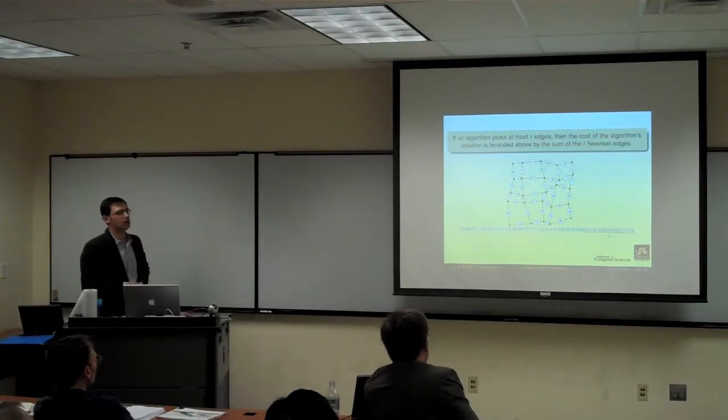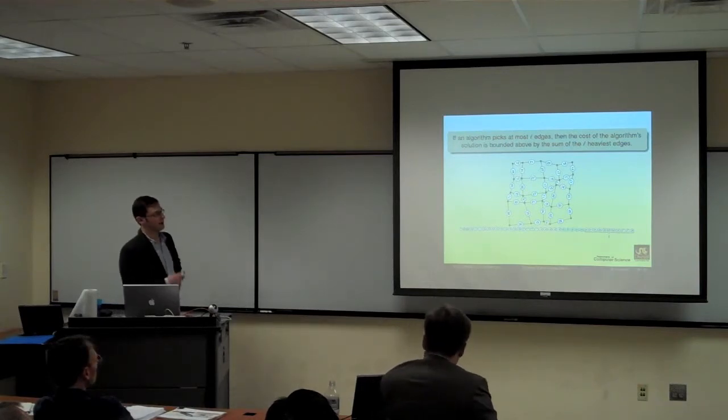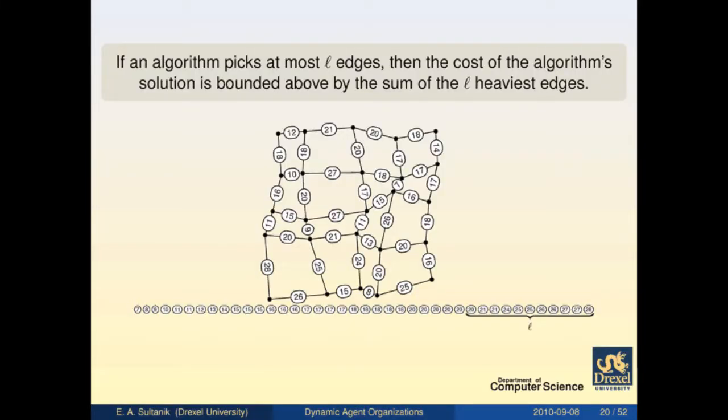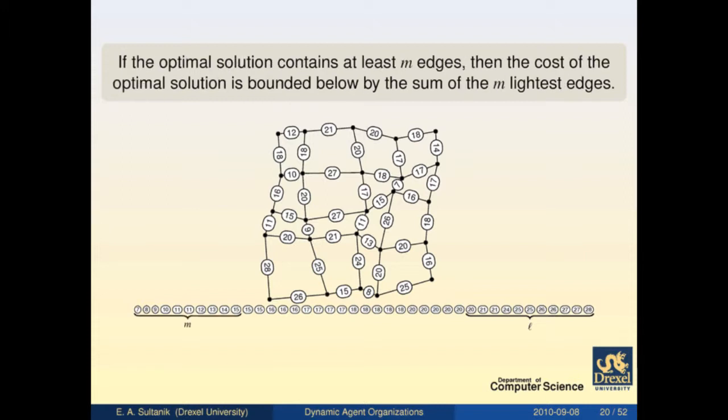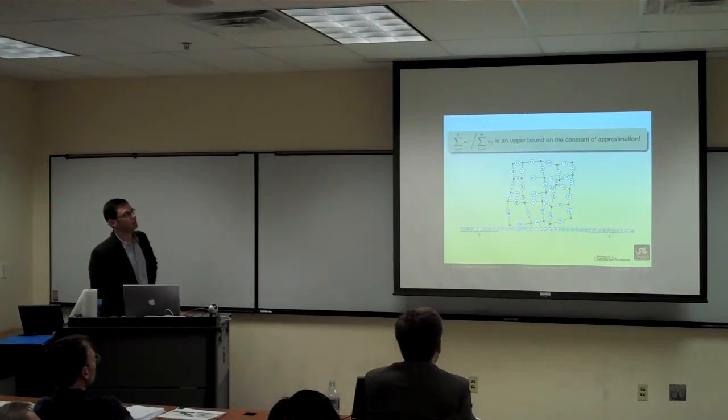So let's say that we know our algorithm is going to find a solution that has at most L edges. Then the sum of those L heaviest edges is an upper bound on how bad that algorithm is going to do. Now let's say, also in the worst case, our algorithm chose the heaviest edges, but the optimal solution consists of the lightest edges.